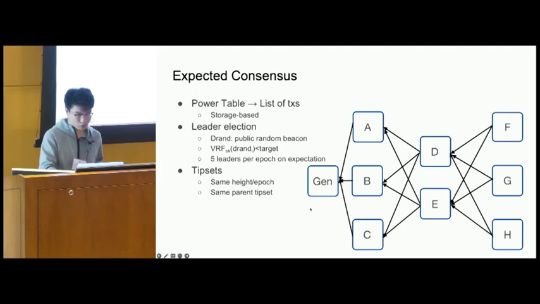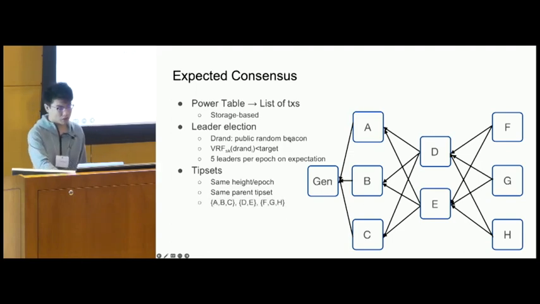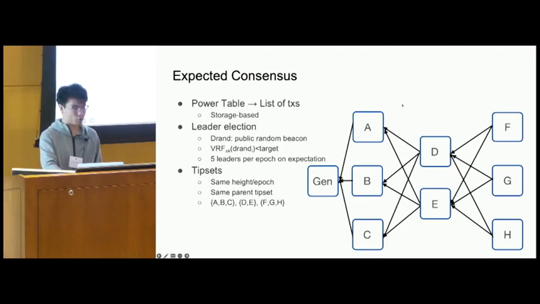For example, let's take a look at this simple DAG on these slides. First we have a genesis block, and in epoch 1 we have 3 blocks. They all have the genesis block as the parent block. So blocks A, B, C form a tip set. Then in the second epoch, block D and block E both have blocks A, B, C as their parent tip set, so blocks D and E will be a tip set. For the same reason, in the third epoch, we have blocks F, G, and H. They will form a tip set.